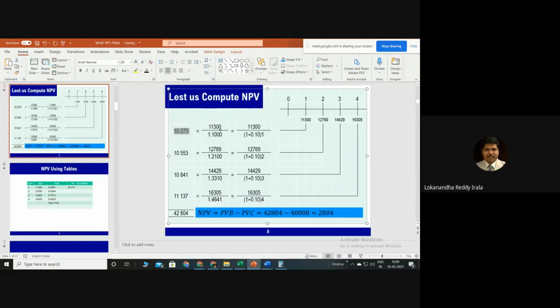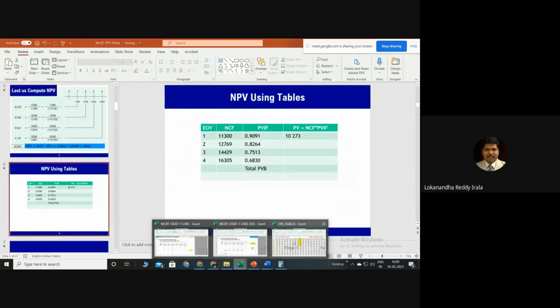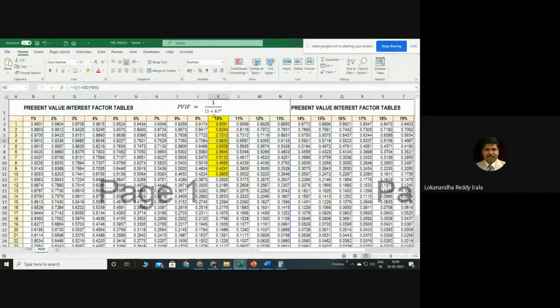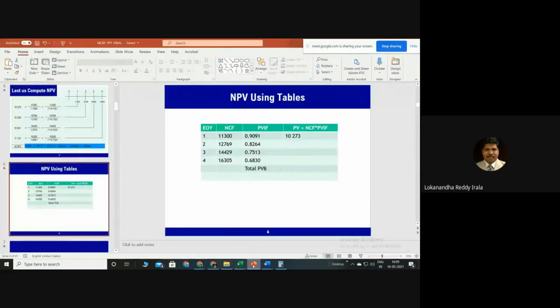Now, what is there in the table? 1 by 1 plus k whole to the power of n. So you should be multiplying your cash flow with the table value, not dividing your cash flow by the table value. If you want to divide the cash flow by a table value, then you have another table called the future value interest factor table. These are directly 1 plus k whole to the power of n values. If you take these values, then you are dividing. You see here 1.1, 1.21, 1.3310, 1.4641 are the values here.